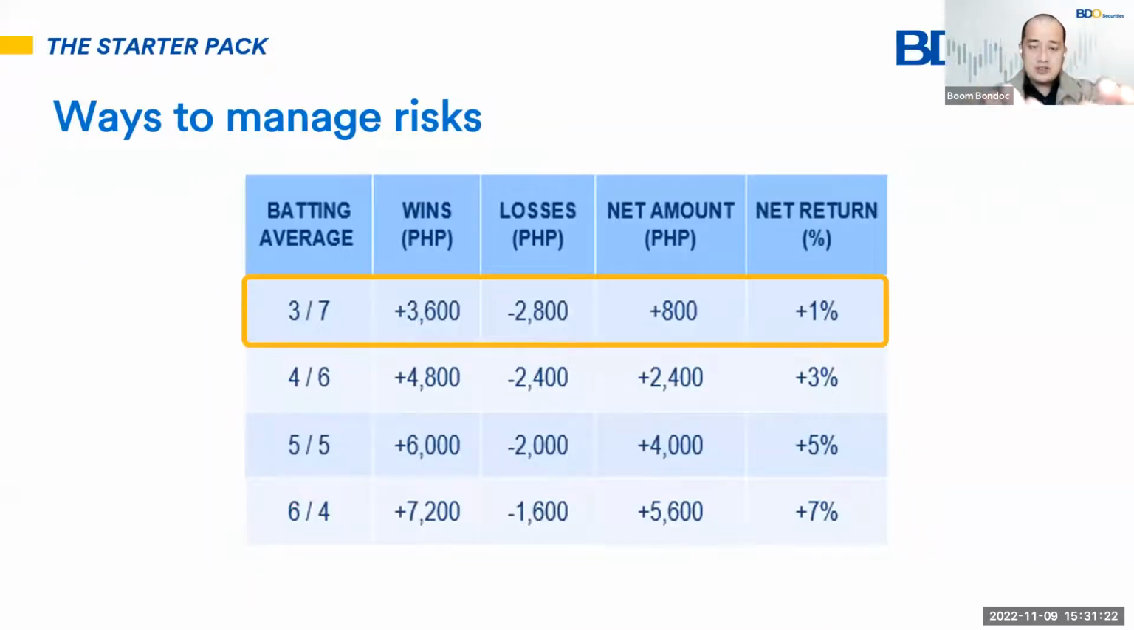if you look at the first row, batting average 3:7. So what do we mean by that? Let's say you invested in 10 stocks and you use the 3:1 ratio. You won in 3 out of the 10 stocks that you invested in, you won 3 and lost 7. Even though you have fewer wins, your profit is still bigger versus the losses.